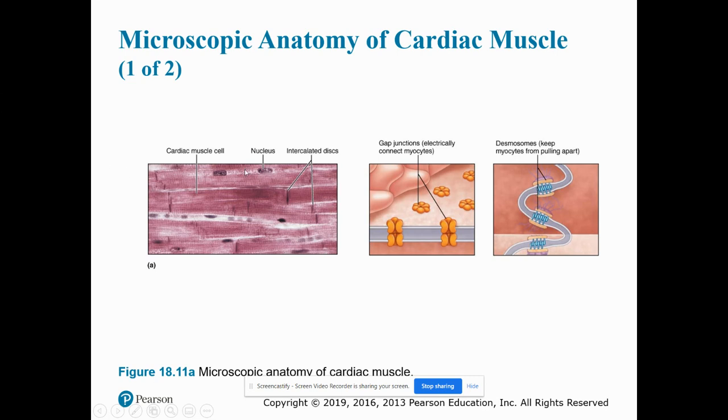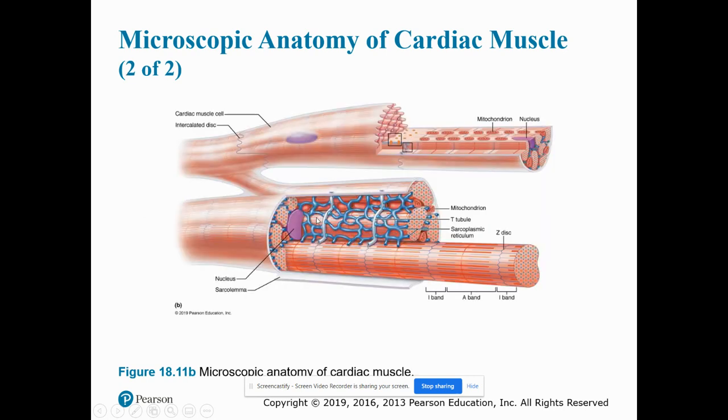On the left, this is what we would see in the lab. This would be cardiac muscle cells. We can see this is a cell here. It's kind of branching a little bit down. We can see more branching here. But what we do see also are these intercalated discs. And I want to show you the next slide.